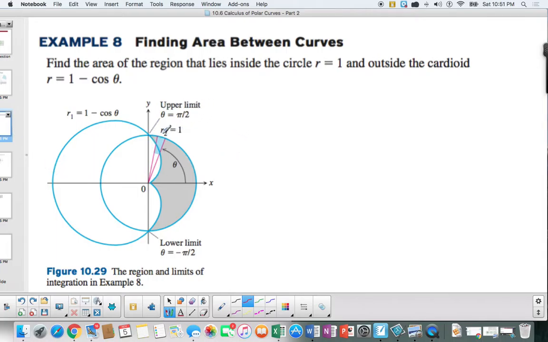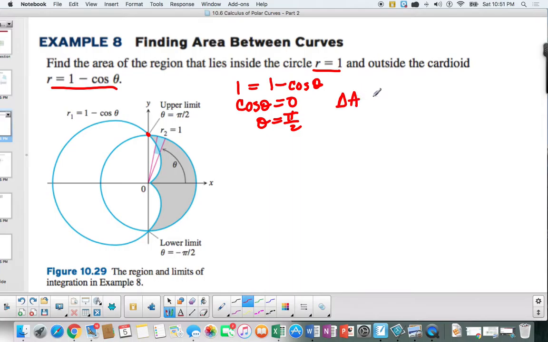Let's go ahead and try this problem. The first idea is to try to find where the two curves intersect, and we're going to do that by setting the radii equal to each other. So cosine of theta will be equal to 0, and so theta is equal to pi halves, and that's what we see right here. We're going to represent a little piece of the area, which is 1/2, the radius sub 1 of one of the polar curves minus the radius sub 2 of the other polar curve times delta theta.